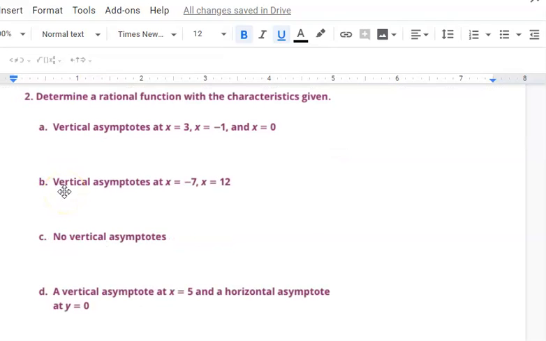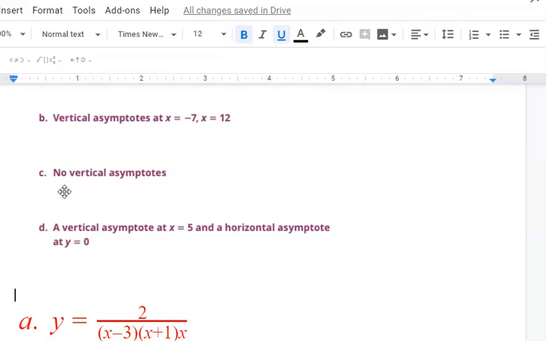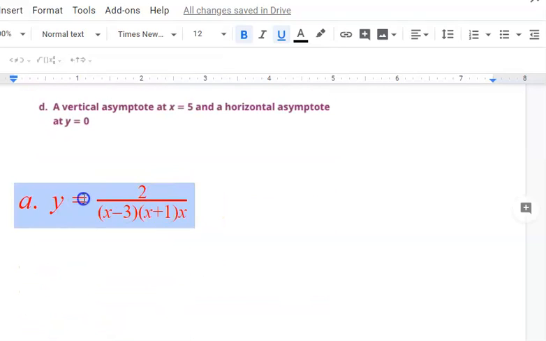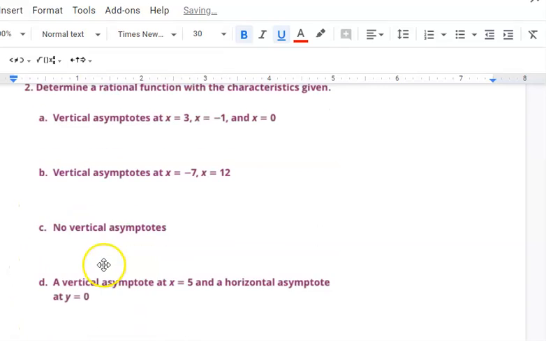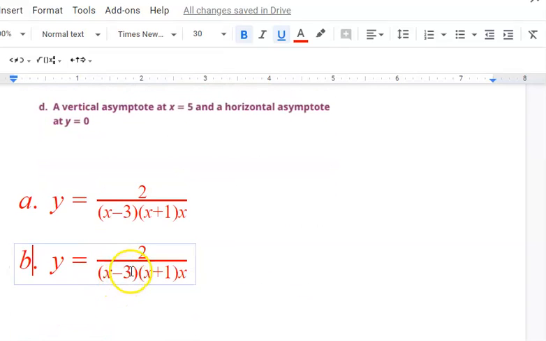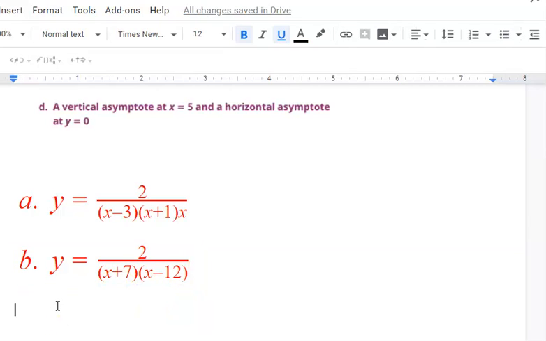The next one says we want a vertical asymptote at x equals -7 and x equals 12. So I'm going to copy this one. I'm going to paste it. I'm going to change this to B. Now I want a -7 and a +12. Well, -7 means I need x plus 7. And +12 means I need x minus 12. And I do not need this x here because that would be a 0. So the second one is that. And you'll notice I'm using y equals. You could do f of x equals, g of x equals, whatever.